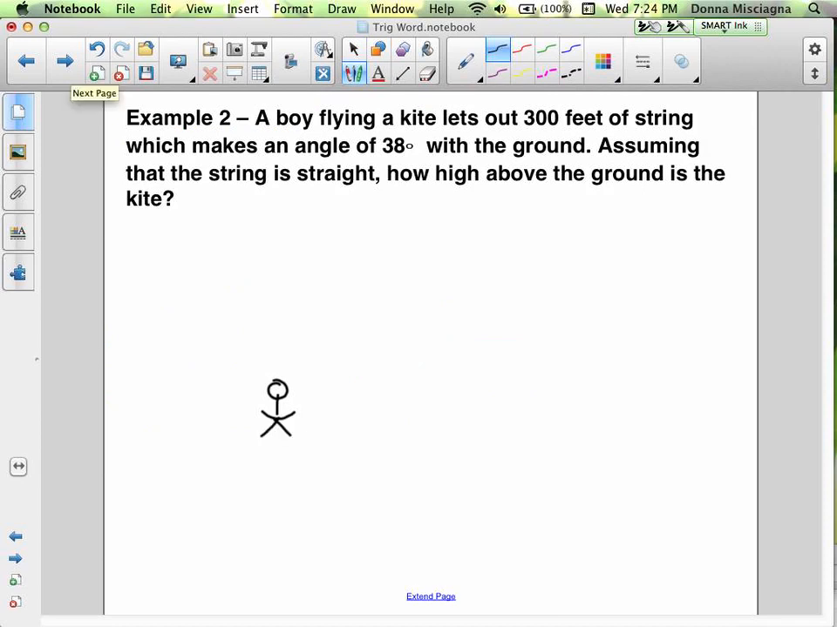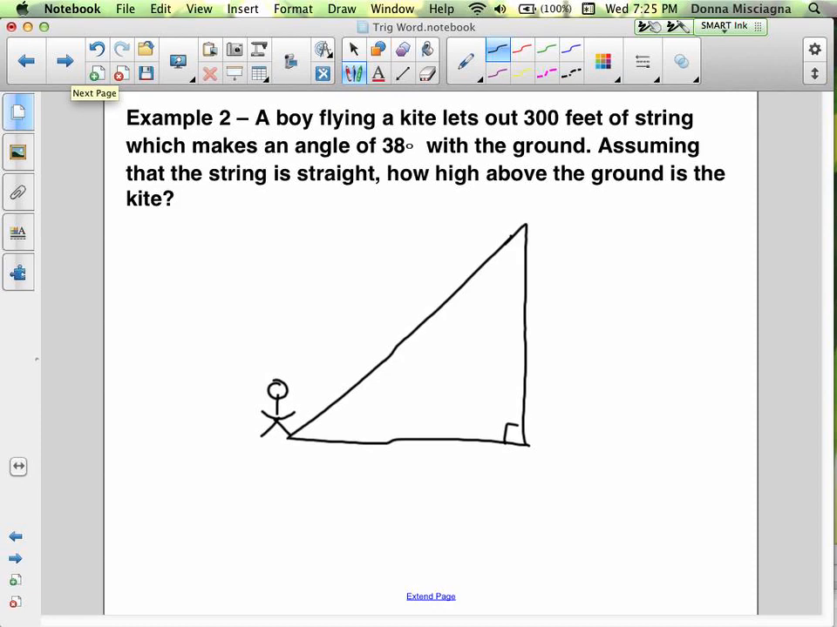He lets out 300 feet of string, which makes a 38-degree angle with the ground. So he's on the ground, and let's just say he's holding it with his foot, just for drawing purposes. Otherwise, I have to move my whole triangle up in the air. Beautiful right triangle there, right? Things are perpendicular with the ground.